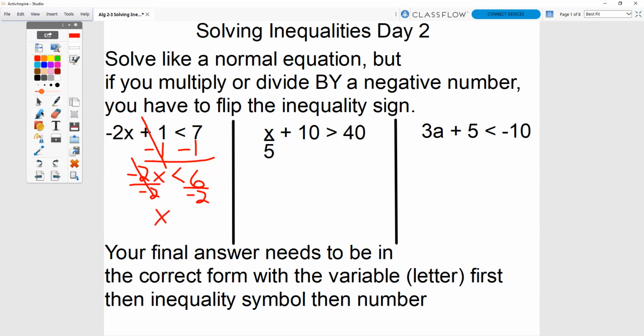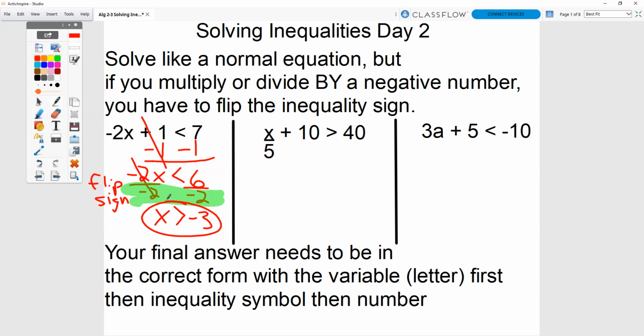Now, this is where you have to be very, very careful. If this bottom number is negative, we need to flip the sign. So 6 divided by negative 2 is negative 3, but this less than symbol will become a greater than symbol. So you have to be very, very careful. If that bottom number is negative, you have to flip the sign.